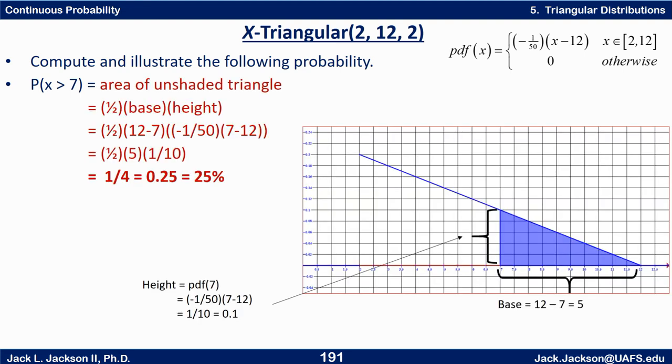So when you look at this, this is a right triangle, okay? And the base is 12 minus 7, which is 5. The height is the PDF of 7, which is 7 minus 12. That's negative 5. And so negative 5 times negative 1/50 is positive 5/50. That reduces to 1/10. So the height is 1/10. So the area is 1/2 times base times height. That's 1/2 times 5 times 1/10, which is 1/4 or 0.25 or 25%.